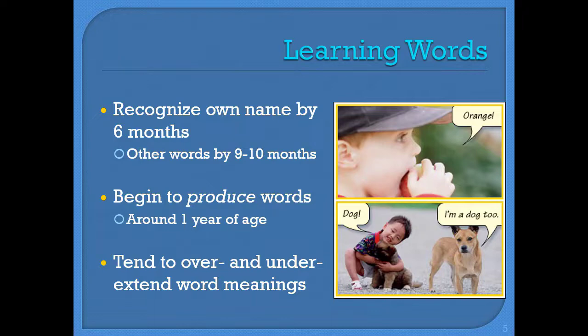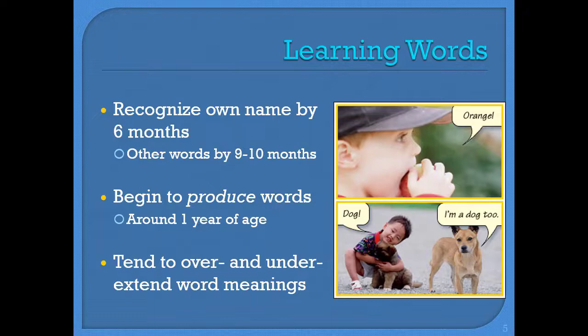Now when infants start learning words, they'll often over and under extend the word's meanings. So overextension is when the word is used too broadly. So for example, orange is used to describe all round fruits, not just oranges. You're using the word orange too broadly.